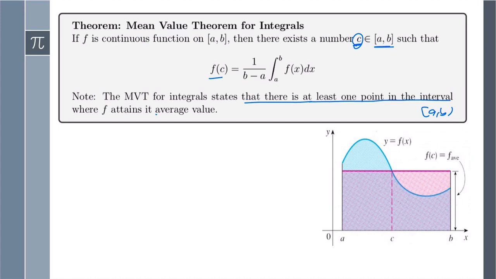If you look at this figure here, let's say this is the average value of the function, the average height, which is f av. So in this interval, there must be at least one point where the average value of the function equals the value of the function at c. It could be more than one depending on how the graph is, but we can guarantee that there is at least one point where the average value of the function equals the value of the function at that point.